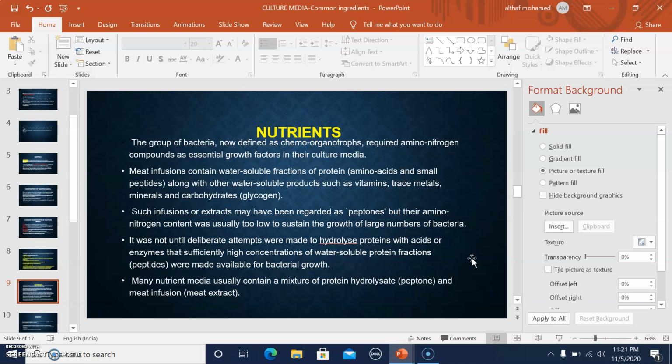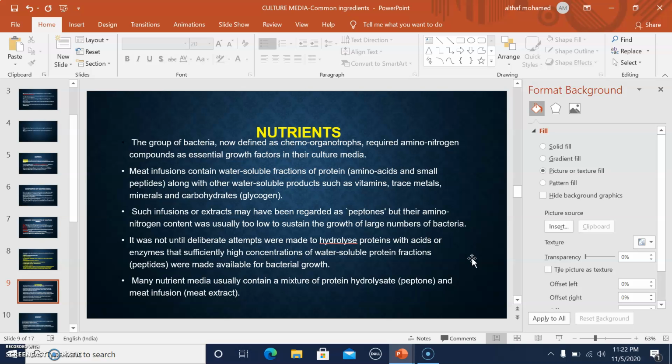Next is about nutrients. So coming to each and every point, we can discuss. Nutrients, a group of bacteria are now defined as chemoorganotrophs, required amino nitrogen compounds, and these are essential for their growth.